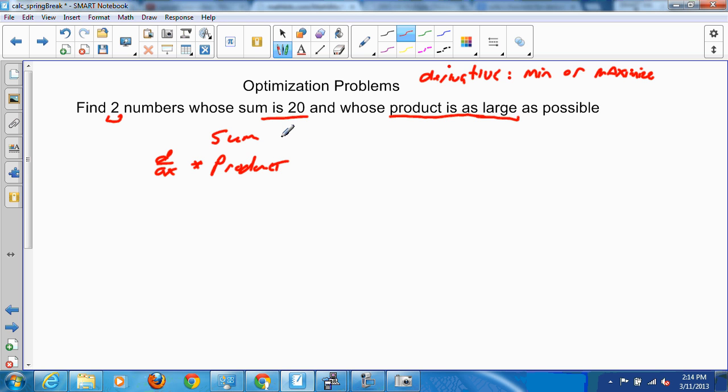Okay, so starting off with this first statement, whose sum is 20. So 20 is equal to two numbers. Just choose x and y, I suppose. So x plus y equals 20. And the product, we'll just call it p, is equal to x times y. And we're trying to maximize this p.